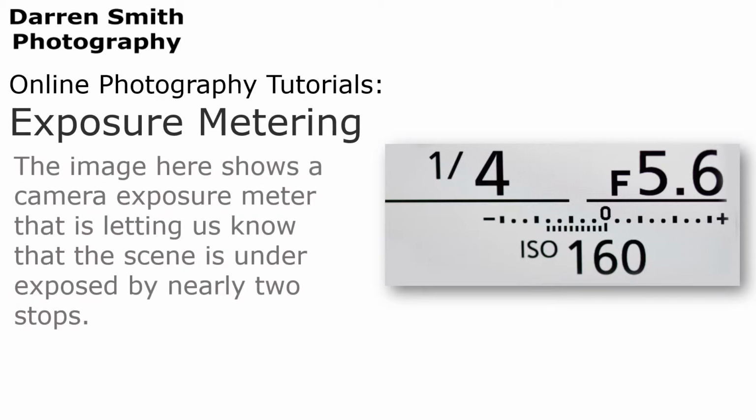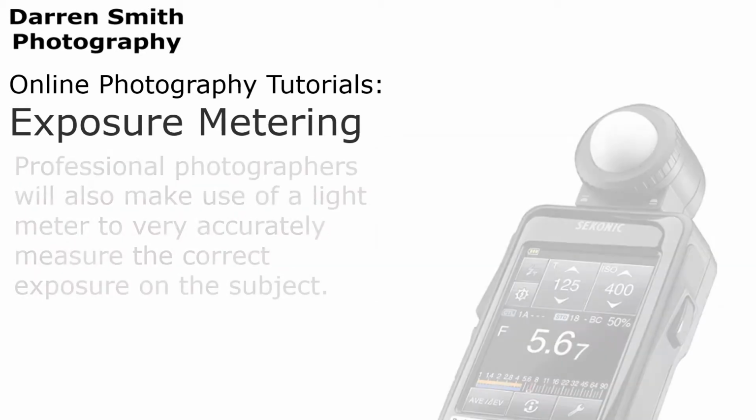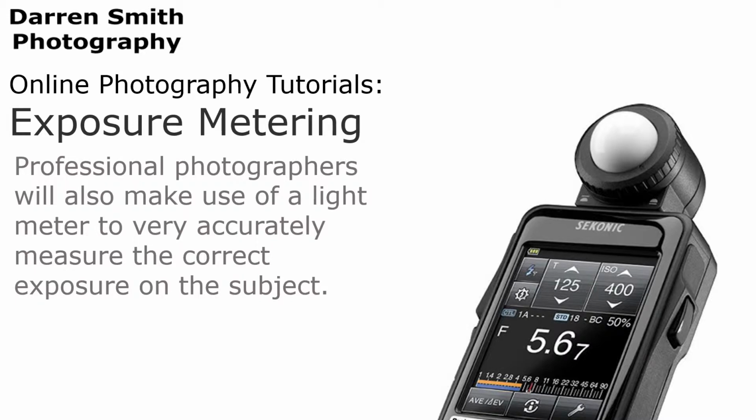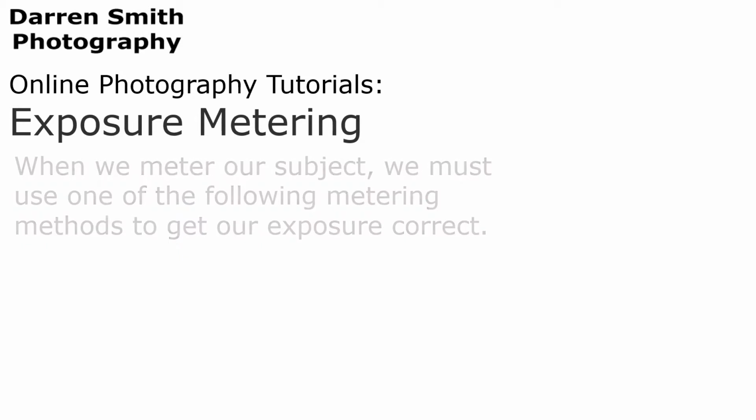The image here shows a camera exposure meter that is letting us know that the scene is underexposed by nearly 2 stops of light. This is, however, not always accurate, and experience will allow you to produce consistent results every time. Professional photographers will also make use of a light meter to very accurately measure the correct exposure on the subject at a given point. The image here shows one of the more popular models. When we meter our subject, we must use one of the following metering methods to get our exposure correct.